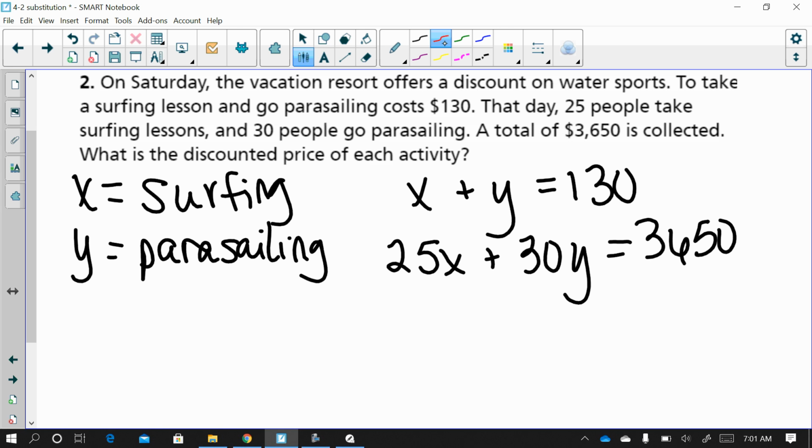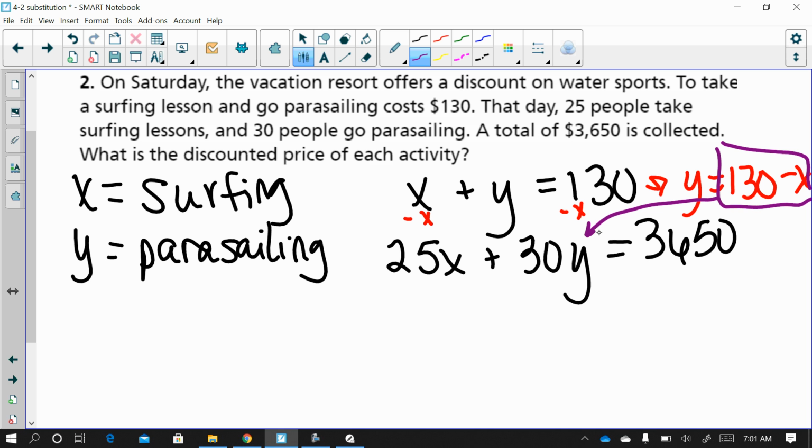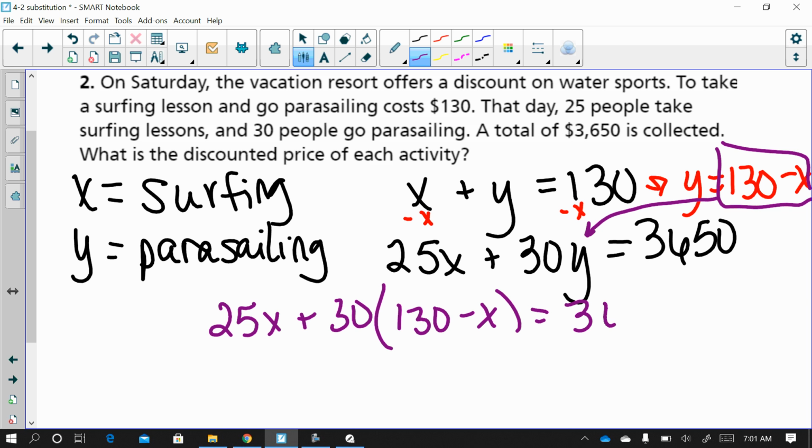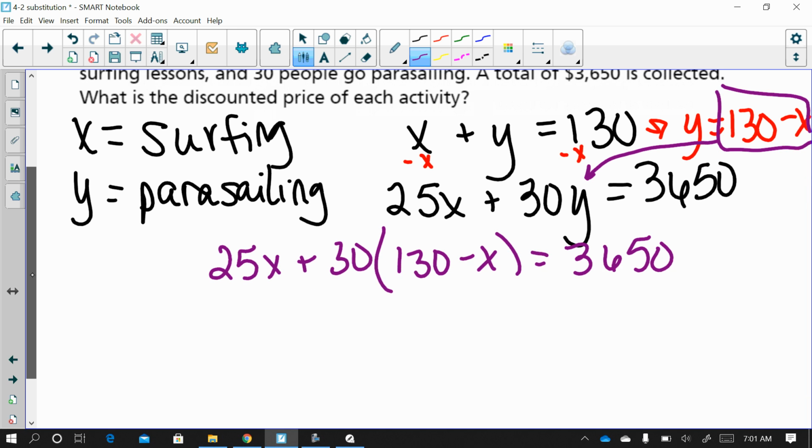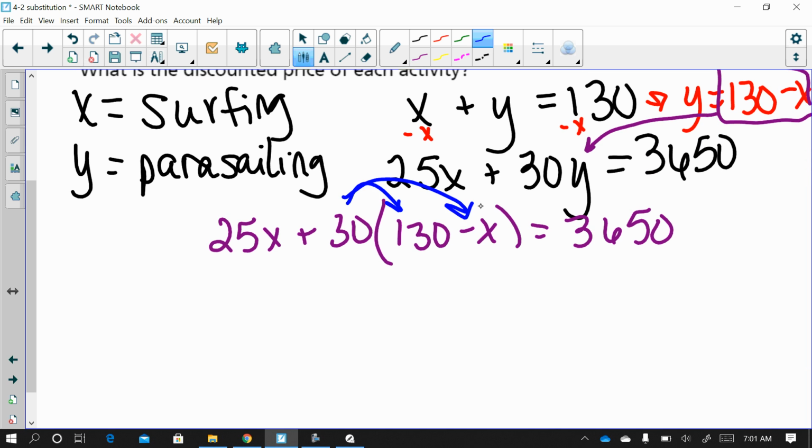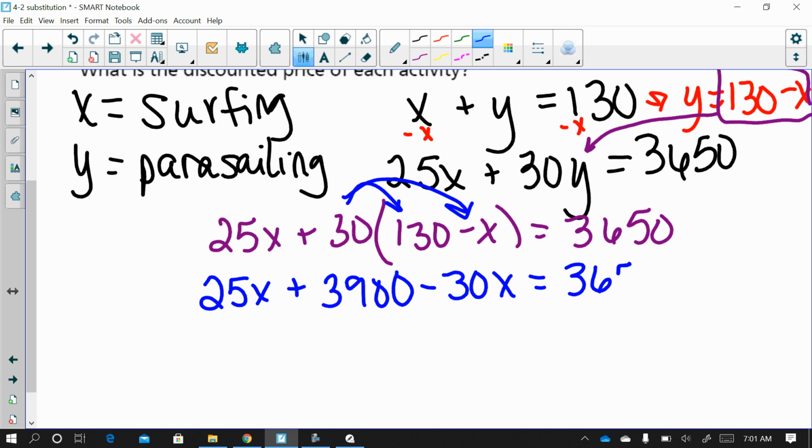Okay, so from here, I can do some substitution. But first, I need to get a variable by itself. So again, up here, I'm just going to go minus x. So this gives me y equals 130 minus x. From here, now I can do substitution. So that's what y is, so we're stuffing it into y. So 25x plus 30y, but instead of writing y, I'm going to write 130 minus x is equal to 3650. To solve, let's go ahead and distribute. 25x plus 30 times 130 gives me 3900 minus 30x is equal to 3650.